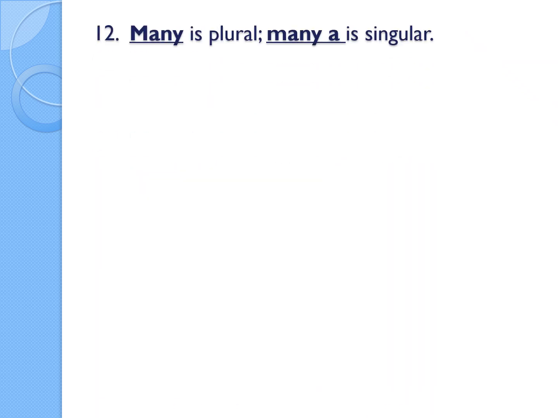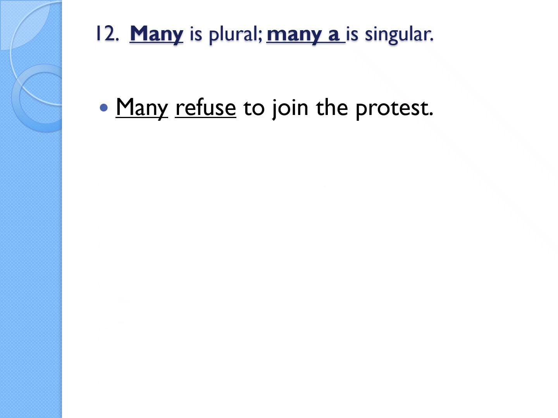Then, "many" is plural, "many a" is singular. Example, "Many refuse to join the protest." We use "many" in the sentence, an indefinite pronoun. So we use "refuse," meaning a plural verb. We cannot say "many refuses." "Many" is an indefinite pronoun, but it must have a plural verb, and there should be no s on the plural verb. It must be "refuse."